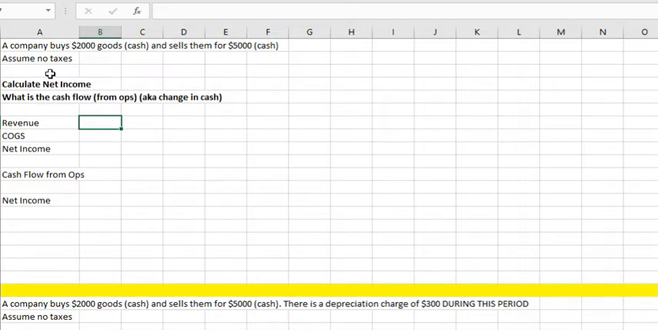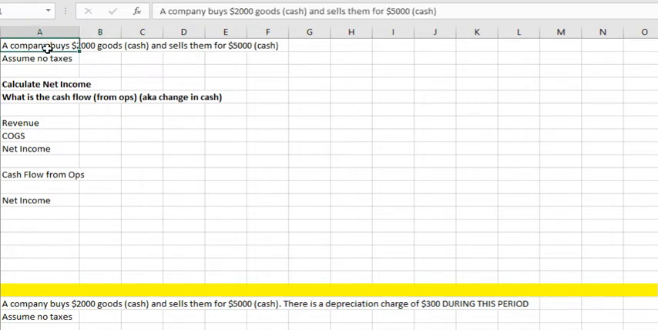Now let's start simple. A company is buying $2,000 of goods in cash and selling them for $5,000 in cash, and we are going to assume no taxes and no other transactions. By just looking at this, you can say, you know what, they are getting $5,000 cash and they are paying $2,000 cash, so the net cash flow needs to be $3,000. Let's take a look at it the way it's done in accounting.